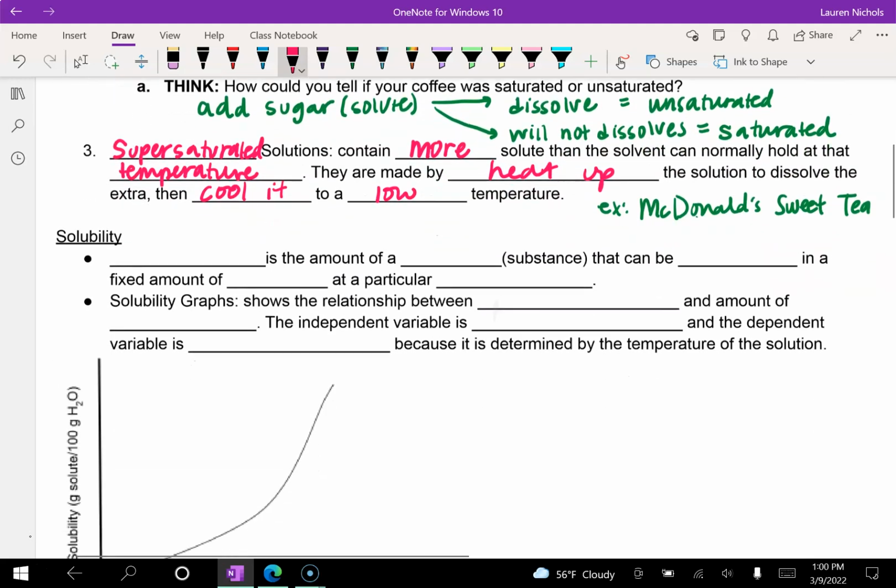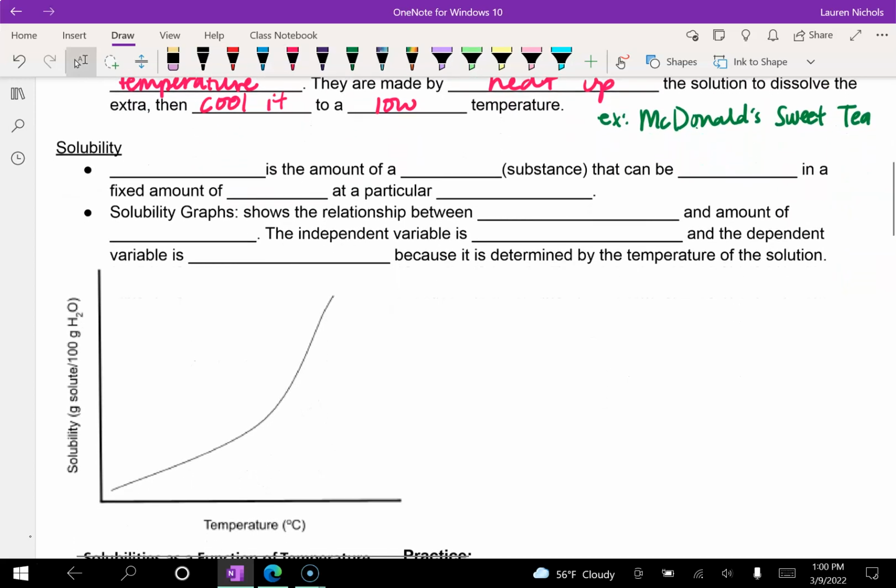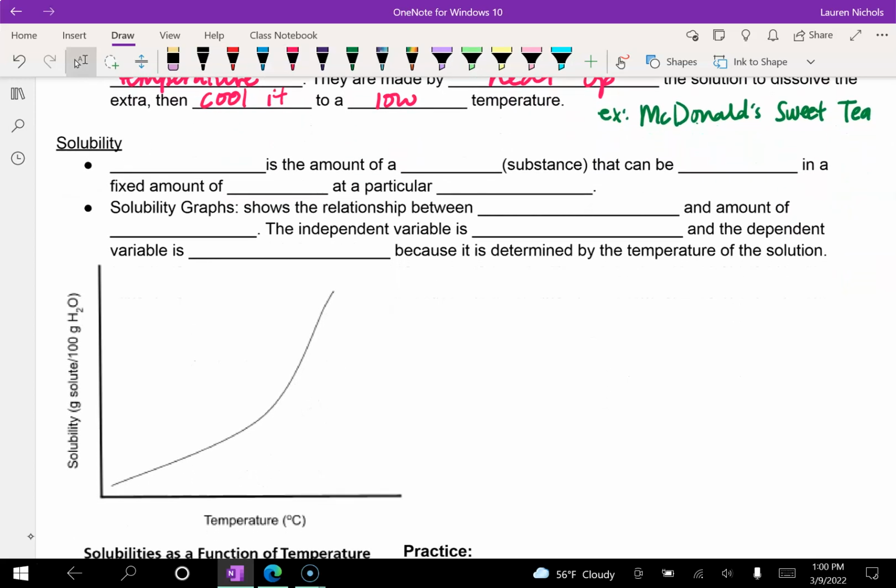Now with solubility, solubility is how we measure the amount. Solubility is the amount of a solute, which is our substance, that can be dissolved in a fixed amount of solvent at a particular temperature. So we know that the amount I can dissolve is dependent on the temperature, but we also know it's dependent on how much water or solvent we have.